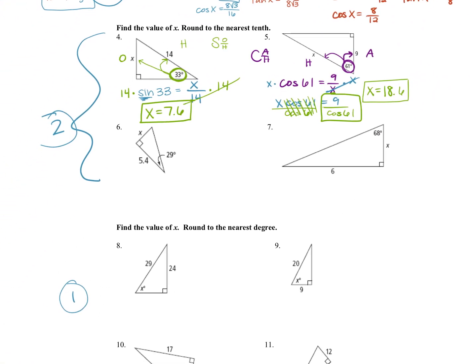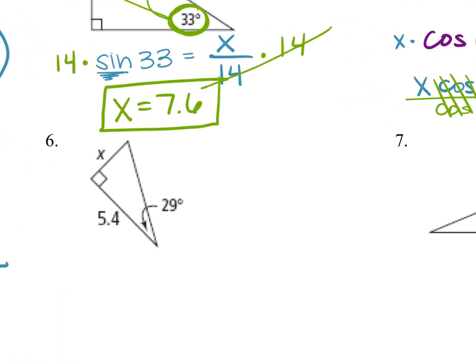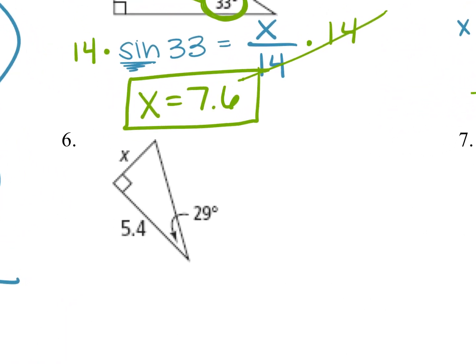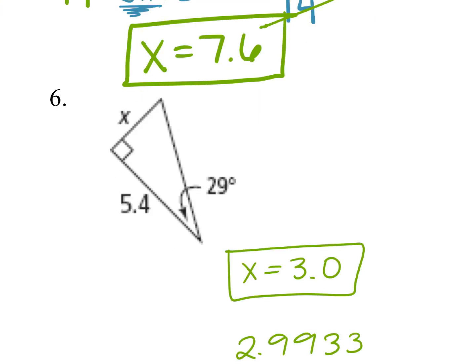You try 6 and 7. So figure out sine, cosine, or tangent. How do you set it up? How do you solve it? Tell me what you did.